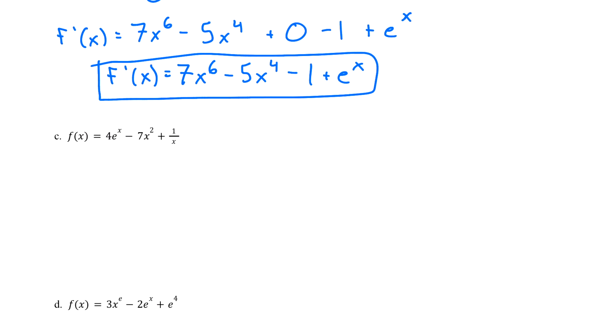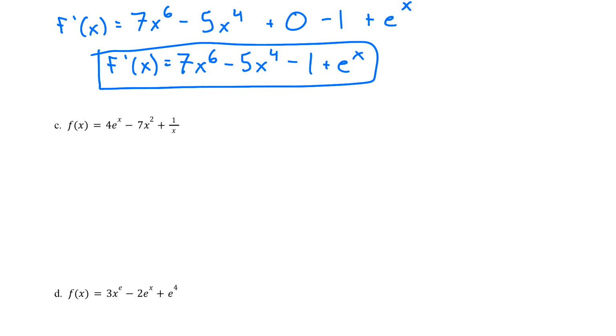Our next example, f of x equals 4e to the x minus 7x squared plus 1 over x. This term, I think, is going to be the trickiest one. It's a little bit new here, so we'll talk specifically about that one in just a moment. The other two terms, I do know how to take the derivative of. -7x squared, that's going to be a power rule. No problem there. But 1 over x, we will have to rewrite using our exponent rules.